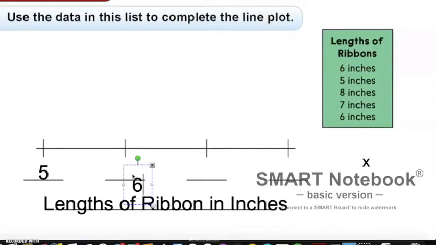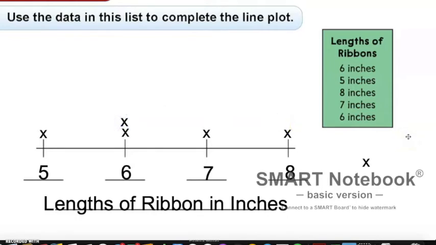So 5, 6, 7, and 8. Okay. So now we're going to use X's to organize our data. So the first ribbon was 6 inches long. So we're going to take an X and put it right above the 6. The next one was 5 inches. So we're going to take another X and move it to 5 inches. The next ribbon was 8 inches. So we're going to put this one right above the 8. And then we have one that was 7 inches. And then we have another one that was 6 inches, just like that.